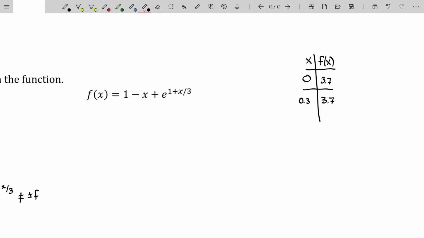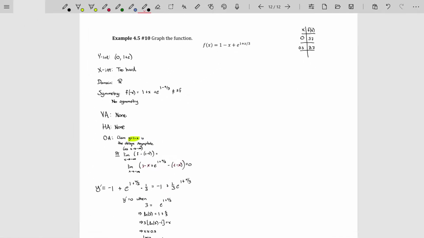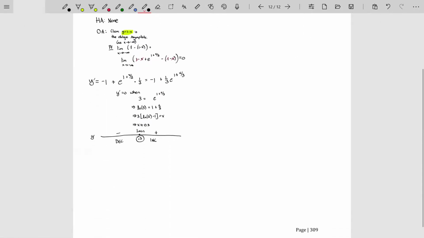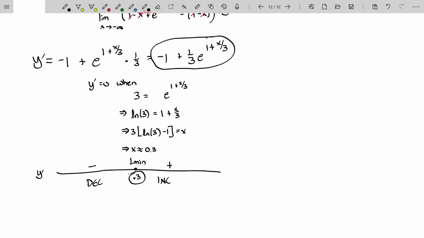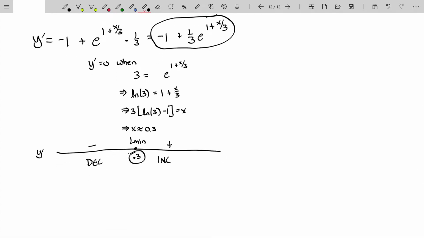And I get roughly 3.7. So that'll be useful. Now we're going to go ahead and do the second derivative down here. Our first derivative is this mess right here. Second derivative actually will be a bit nicer. Y double prime is going to equal 1/9 e to the 1 plus x over 3.